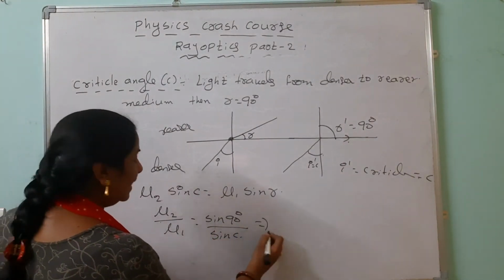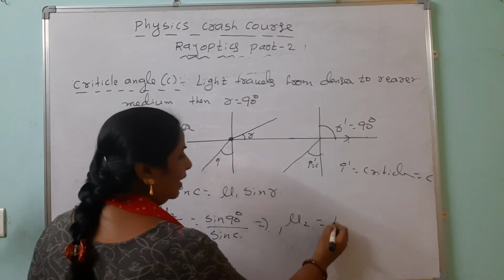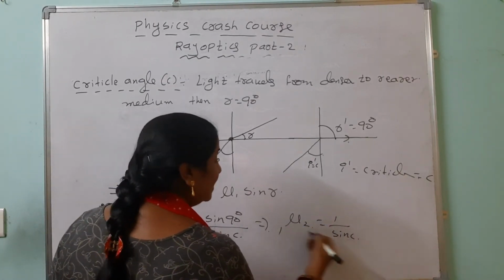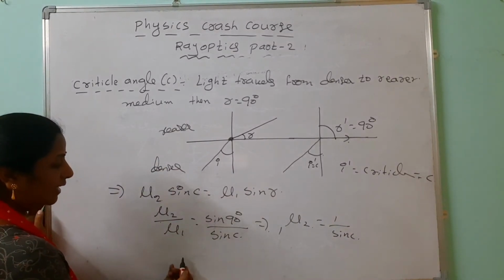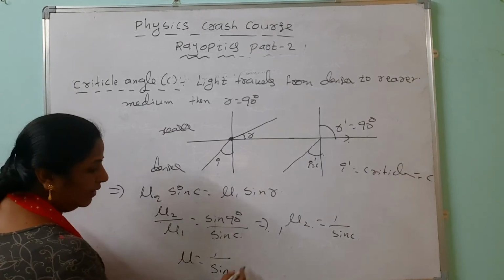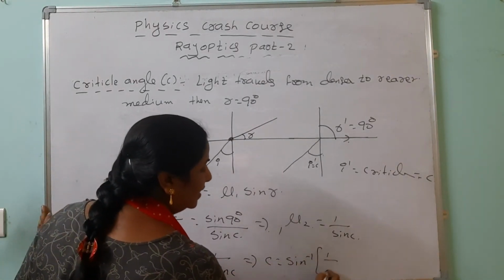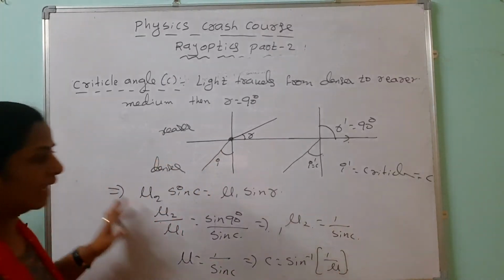R value we know clearly is 90 degrees, and sine 90 is 1. So mu2 by mu1 equals 1 by sine C. If it is in air, mu1 value we are taking as 1. Finally, mu equals 1 by sine C. From this, C equals sine inverse of 1 by mu. This is the relation between critical angle and refractive index.